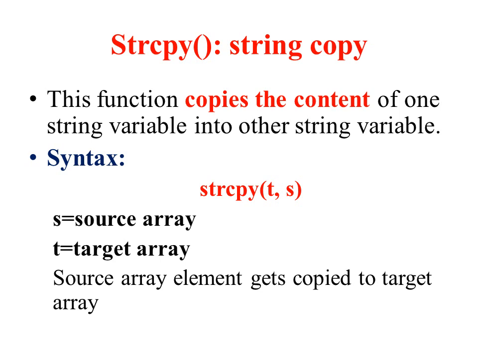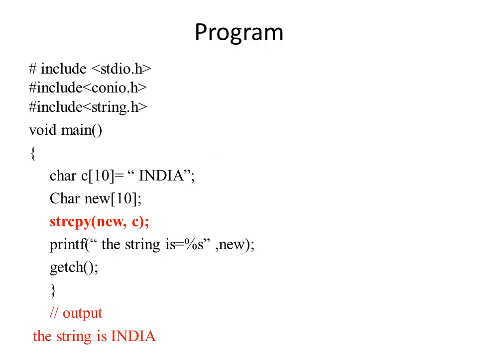The copy is done, that means the same content is available in the source and the target. Whenever the data is copied, the source array also has its data, and that is going to be copied down into the target array. Now let's see with an example.